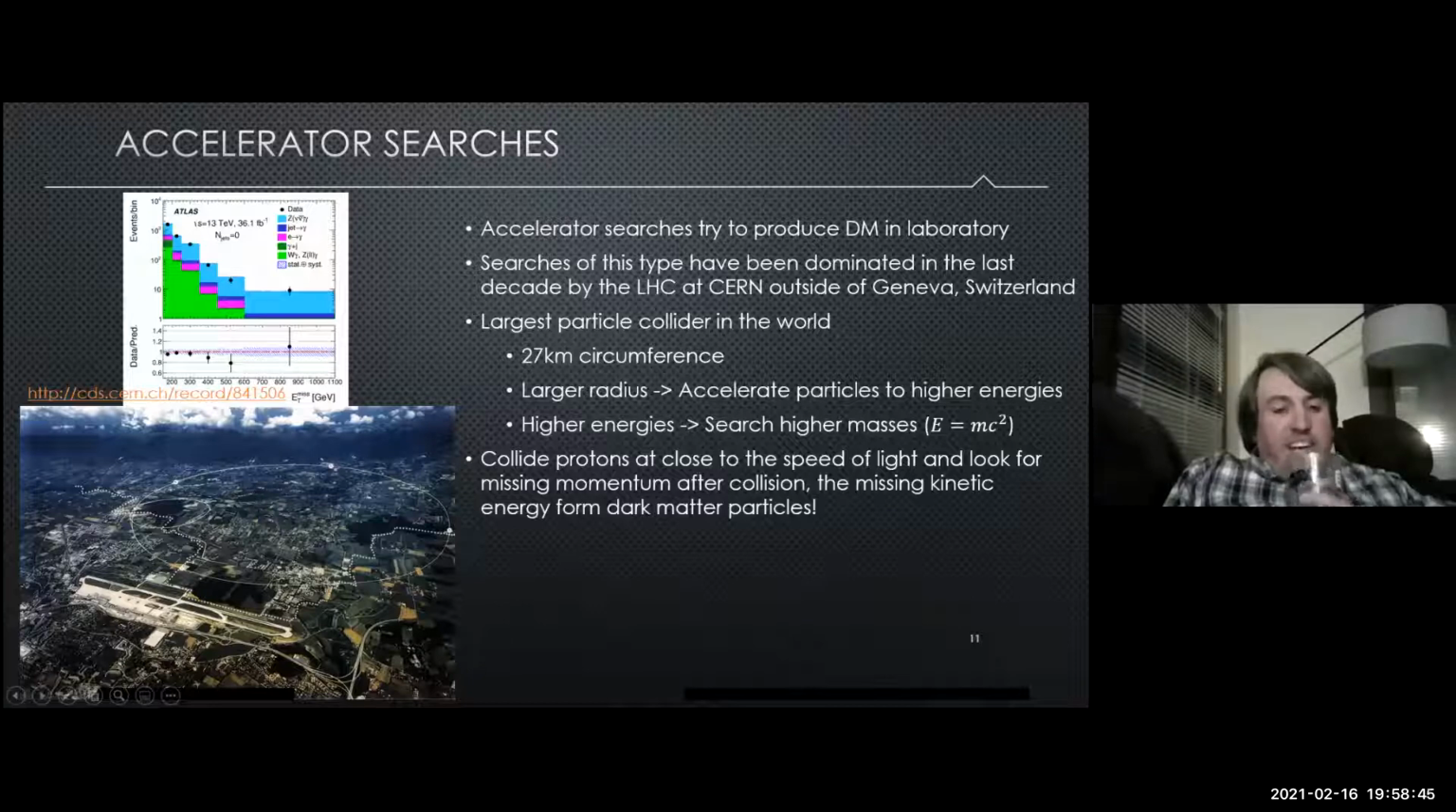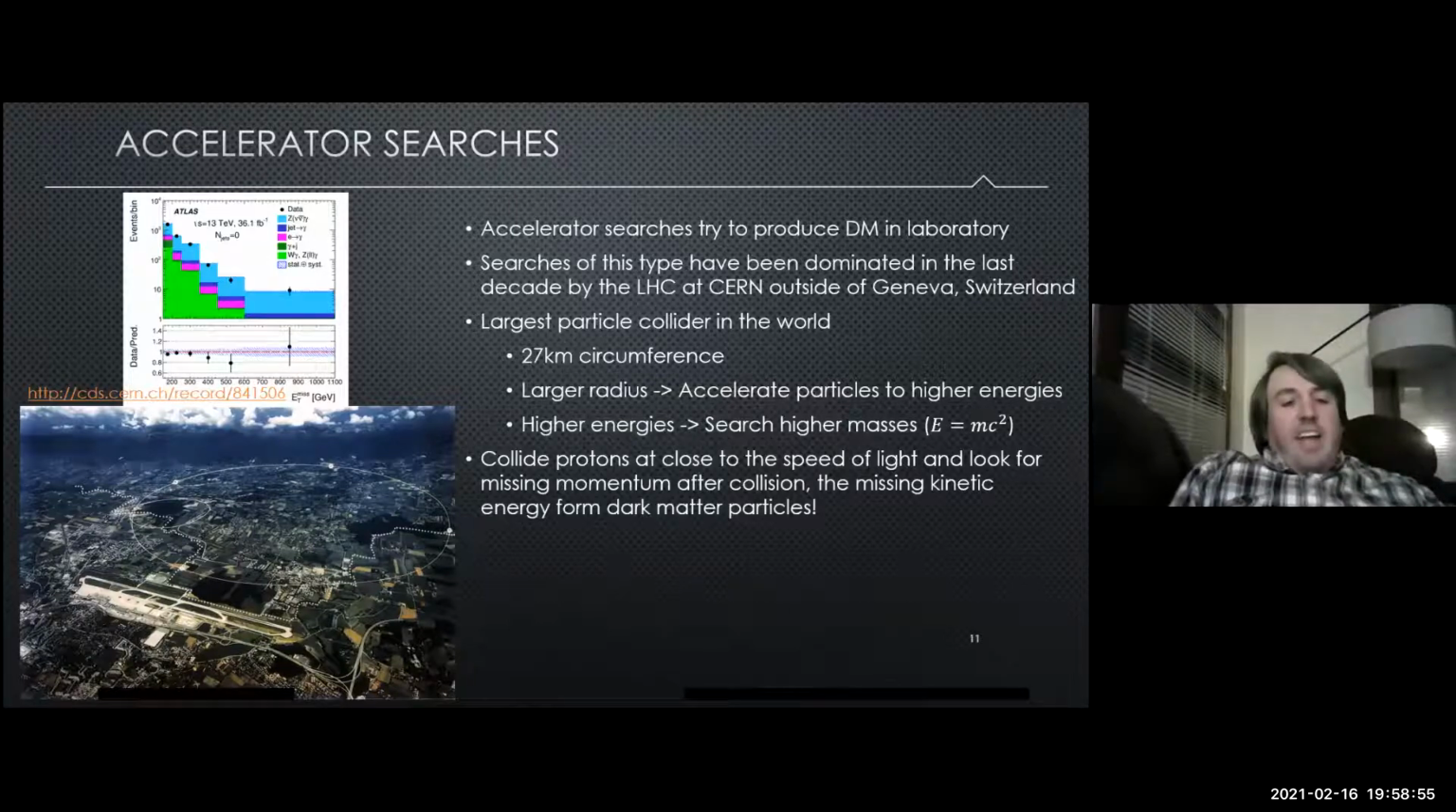So you accelerate these protons in the LHC to as close to the speed of light as you can, and then you smash them into each other, and you get all these interesting products that come out of it. Then you look for what's not there. You look at essentially the missing momentum coming out of it, and that missing momentum is what we think dark matter could be. This missing energy would become the mass of the dark matter particles.